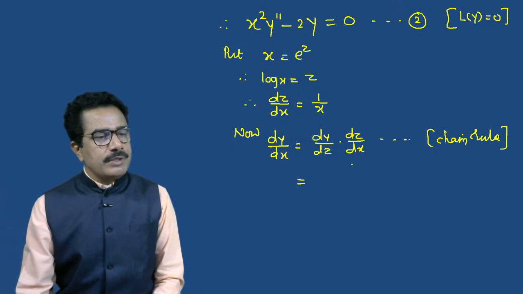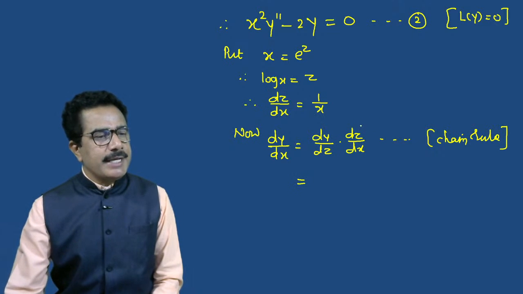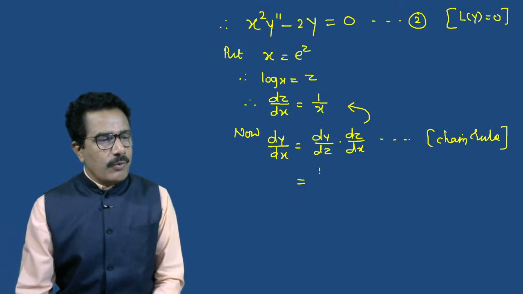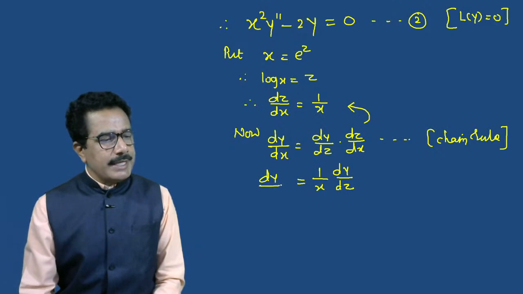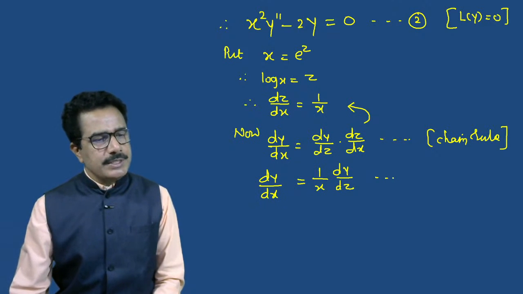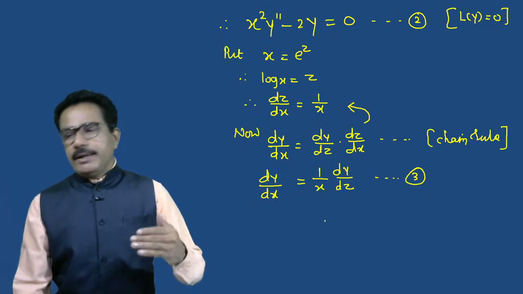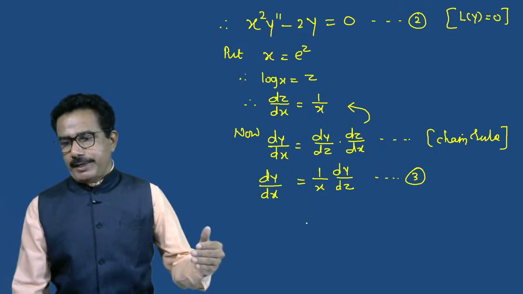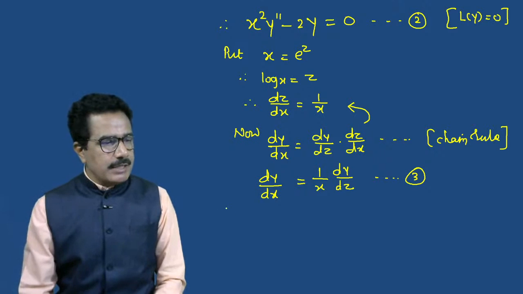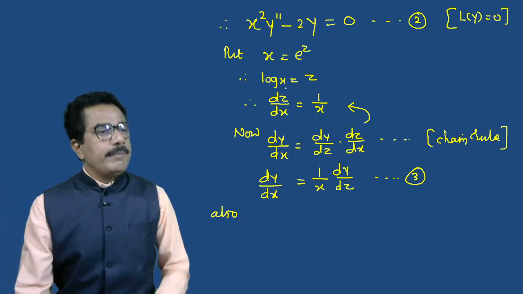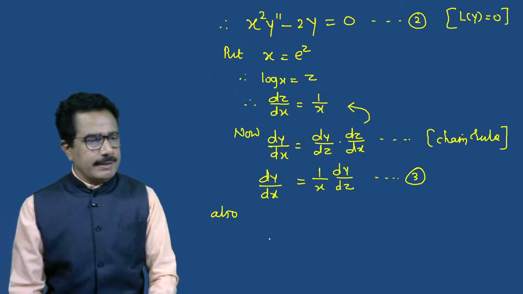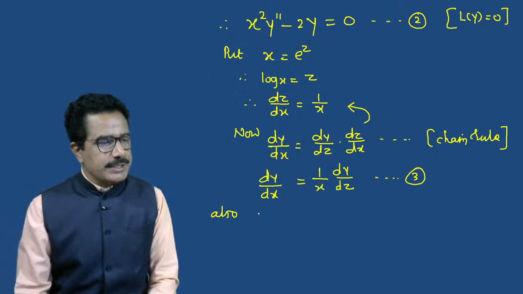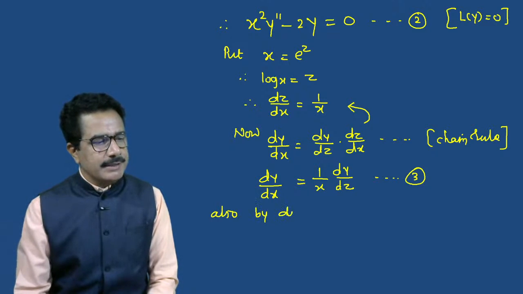So put this value of dz by dx, which is 1 upon x, into dy by dz. Okay, this is the dy by dx. Suppose this is equation number 3. Again we have to find out d2y by dx square also, because we have to put y square in x square into d2y by dx square. So again differentiating.